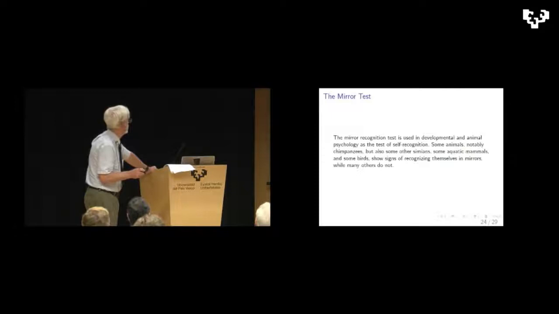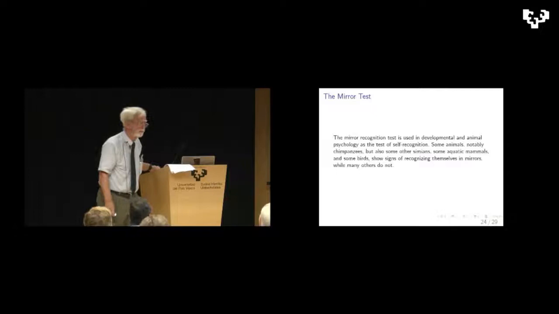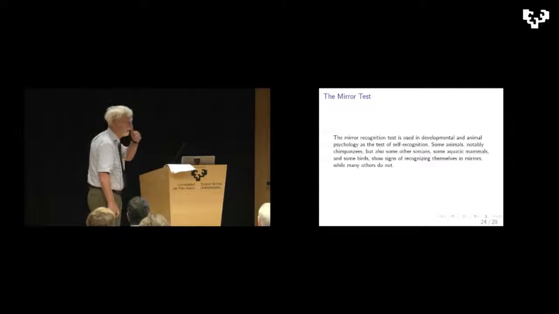Well, let's go back to chickens and animals. It's called a mirror recognition test, introduced by psychologist George Gallup in the 60s or early 70s. It's a fact that some animals, if you put them in front of a mirror, will eventually use the mirror image as a way of getting information about themselves.